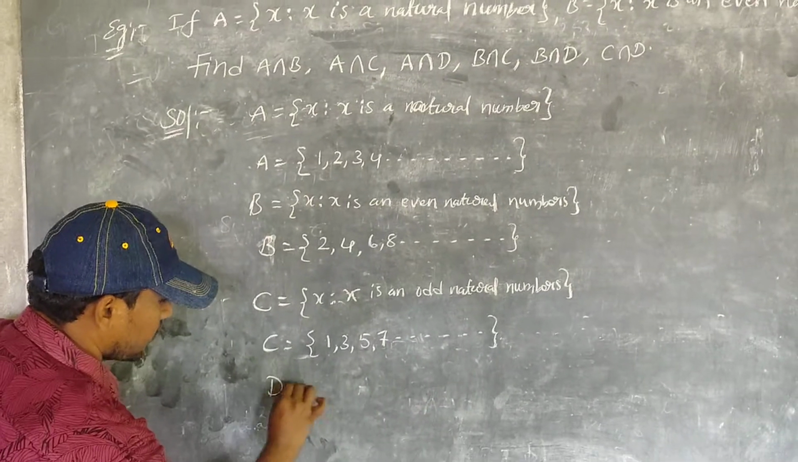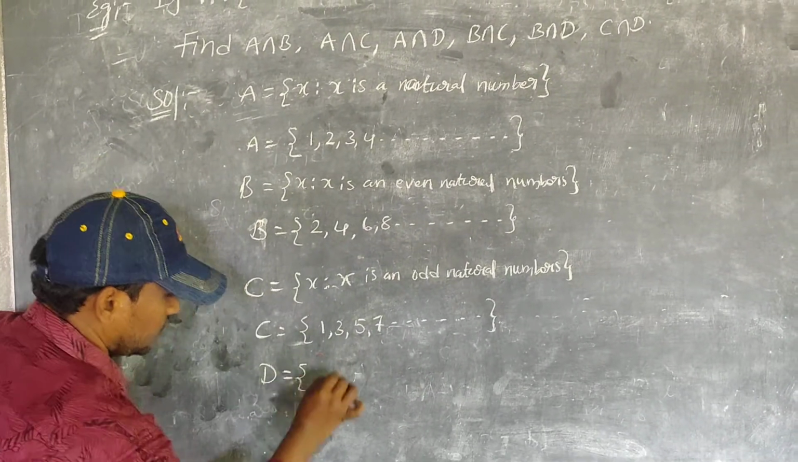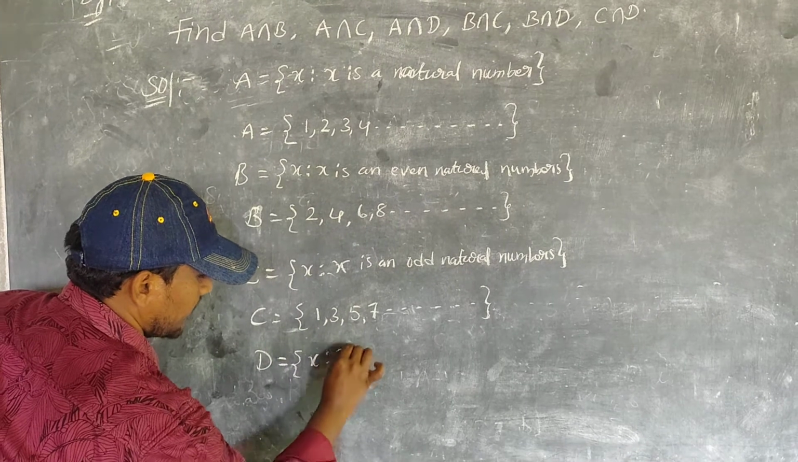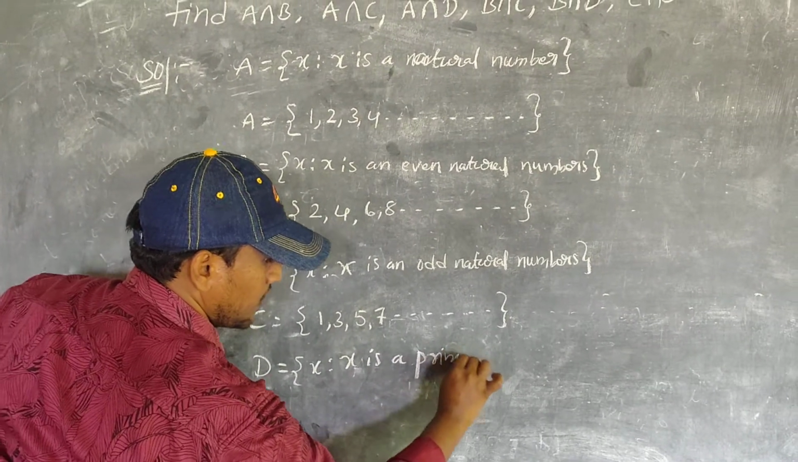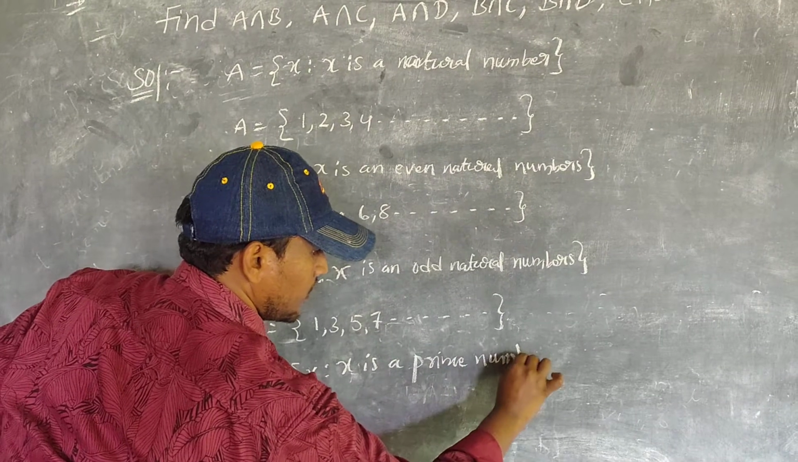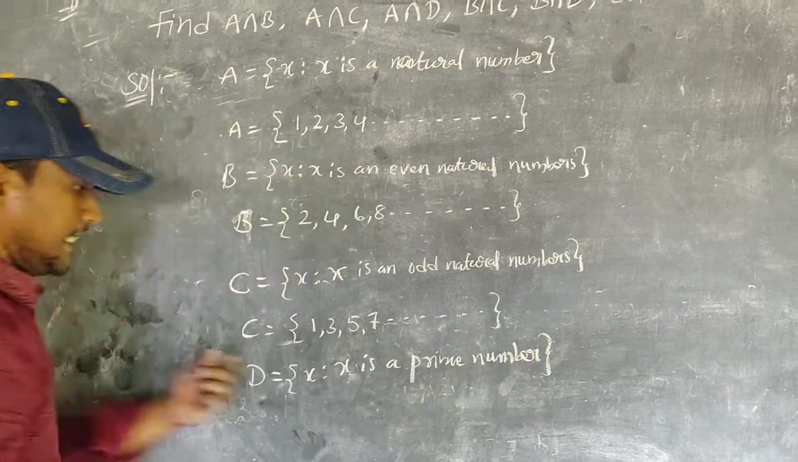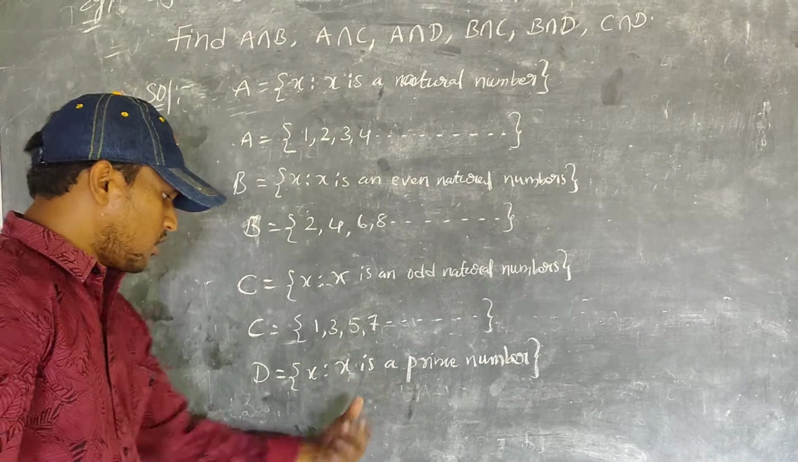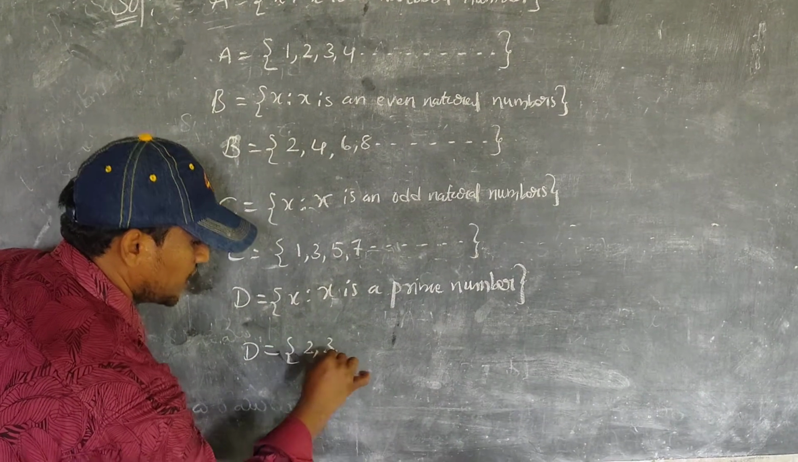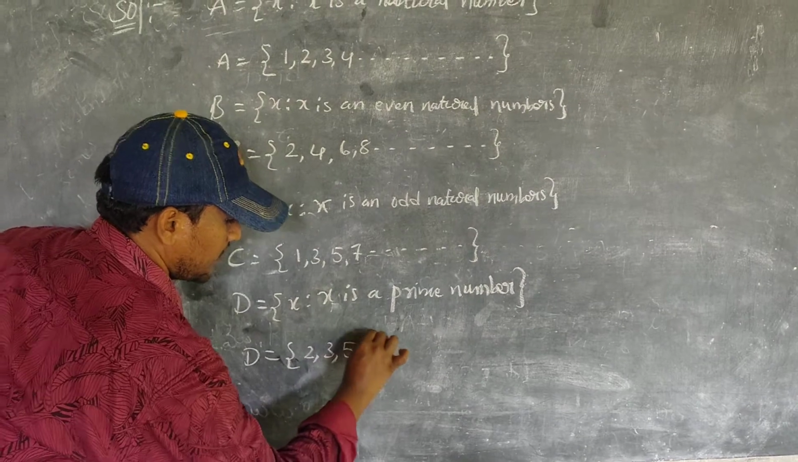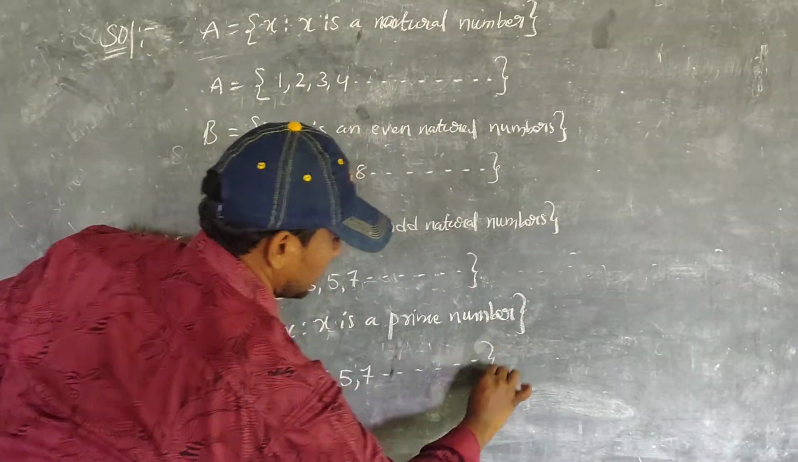And D is equal to the set of x such that x is a prime number. It is in set builder form. Write it in roster form. D is equal to 2, 3, 5, 7 and so on.